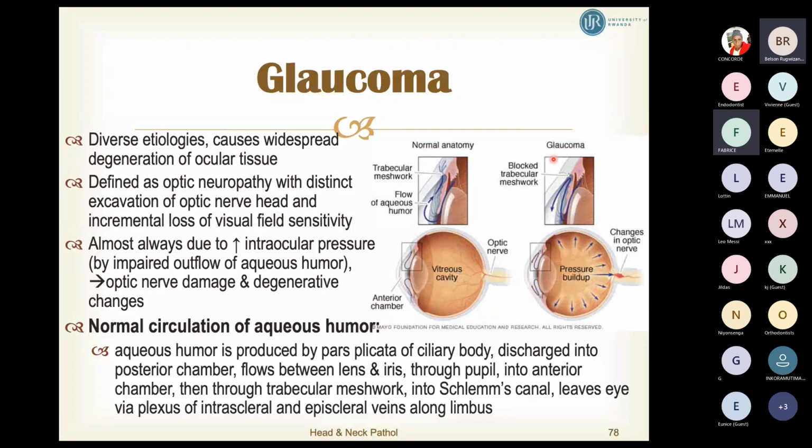Glaucoma is a serious disease. It is not a cancer. It is not an infection. It is just a mechanical problem, a mechanical problem which causes the pressure inside the eyeball to be increased.